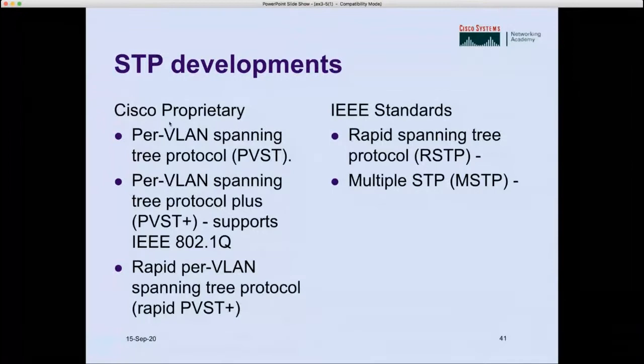Cisco proprietary has something called per VLAN spanning tree protocol. Then there's a per VLAN spanning tree that supports IEEE 802.1Q, that's our tagging for our VLANs. And then there's rapid, which is the one that's going to eliminate the 50-second delay. Now, IEEE standards, which all manufacturers support, Cisco and all the other switch manufacturers, include rapid spanning tree and multiple spanning tree.